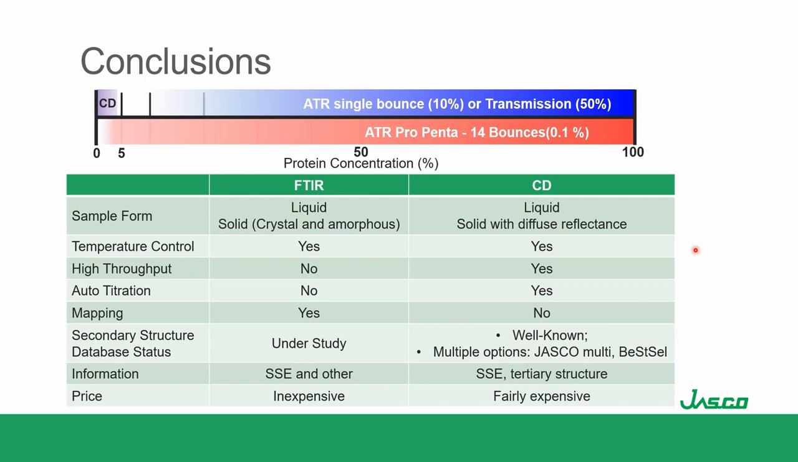Of course, with the information, CD can give us secondary structure and tertiary structure, and FTIR can get its secondary structure estimation and other types of information as well. And then, of course, FTIR on the whole is a good deal more inexpensive than CD measurements, where CD leans on the higher dollar end of things, just because of the variability in measurement types you can do with CD.